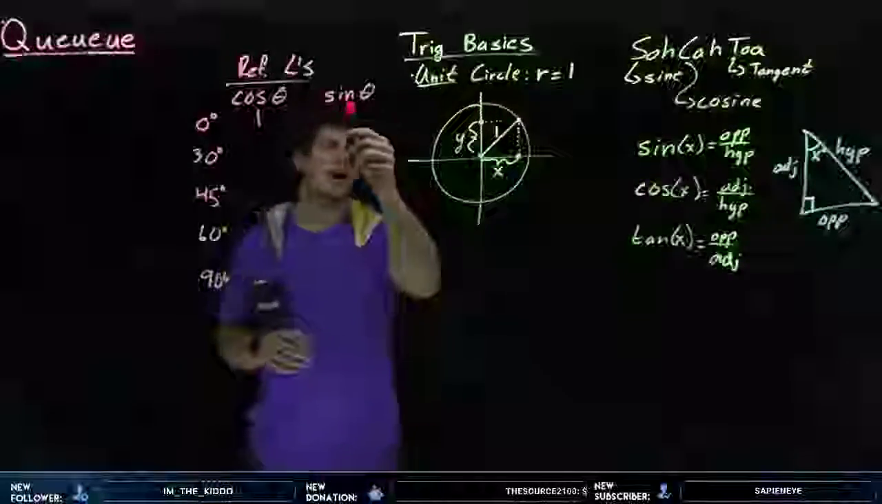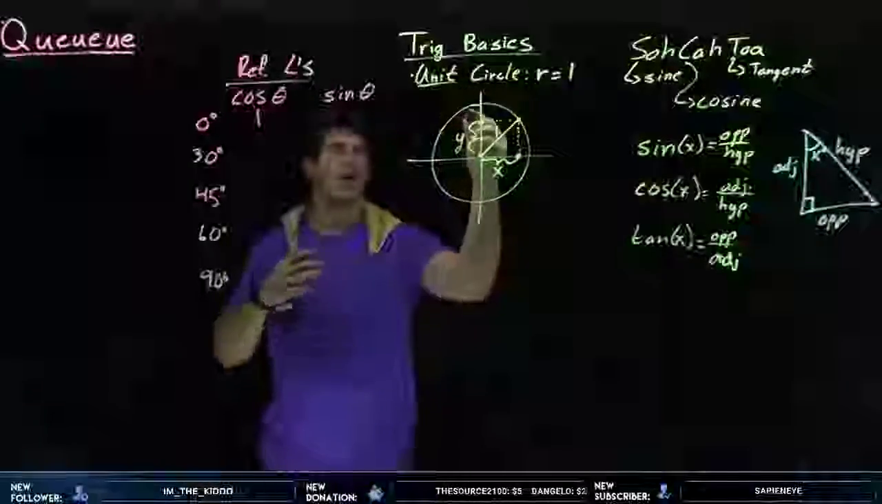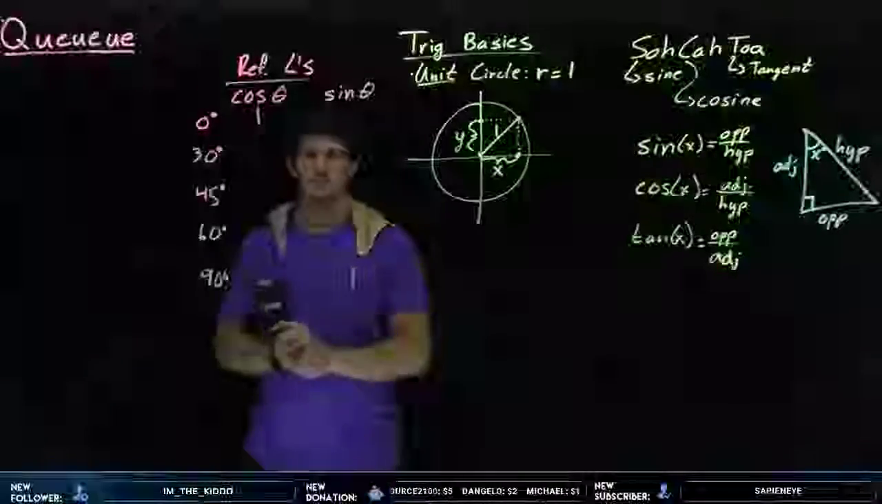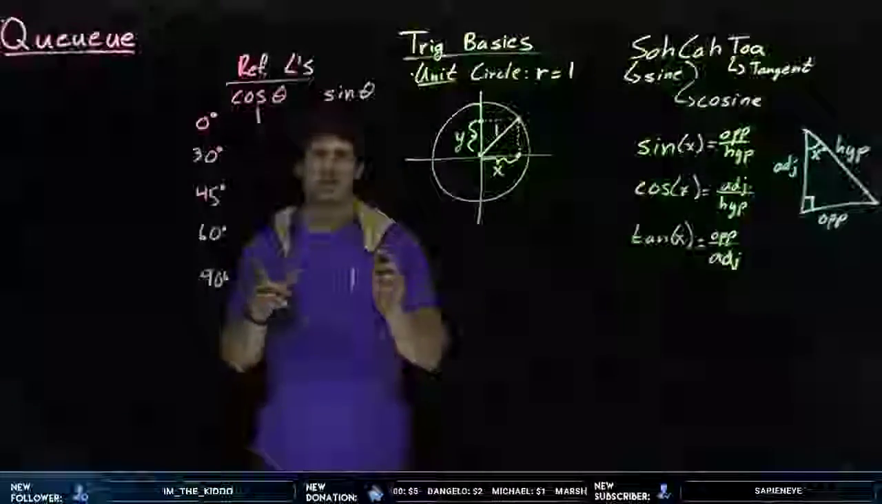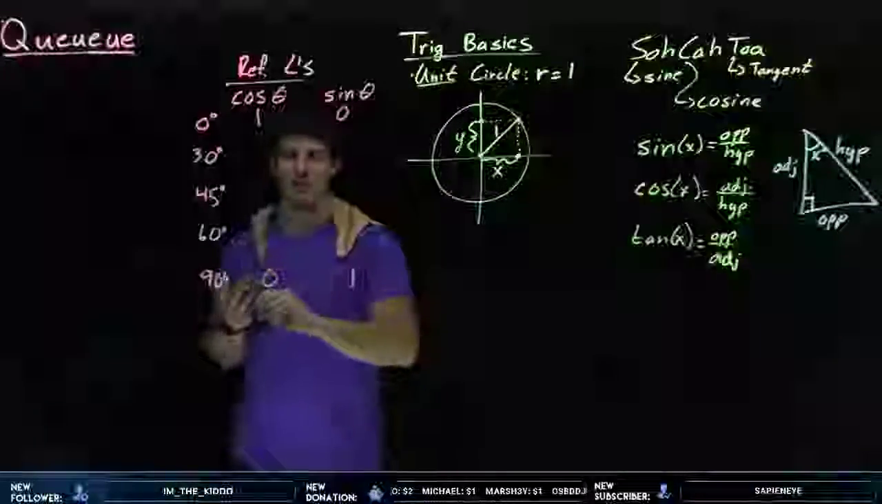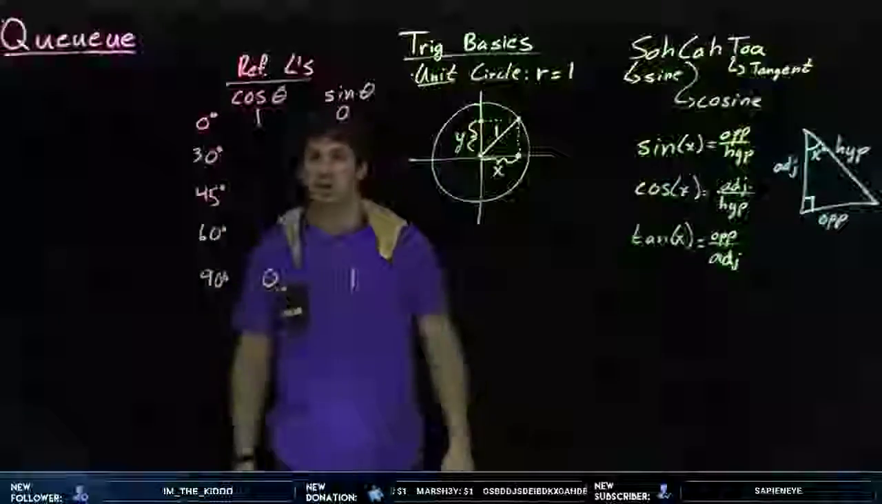Same thing with my sine here at 90 degrees. I'm all the way up. It's the same length of my radius. My x value is 0, so that is going to give me 1. And if we think about this, what I just told you is that the y value here is 0 and the x value here is 0. What's going to happen here is these are going to mirror each other, which is really nifty.